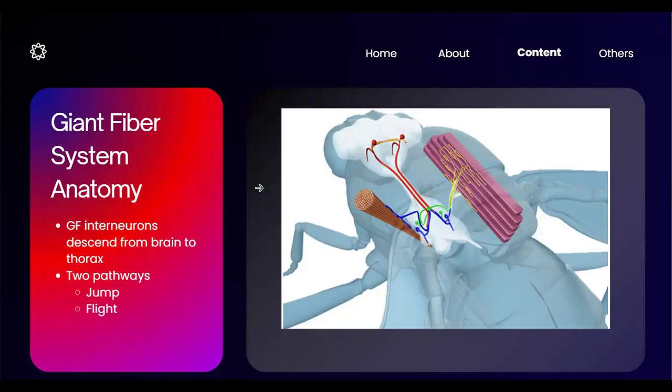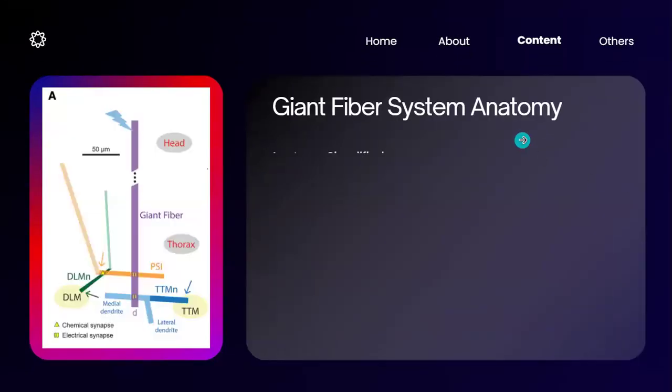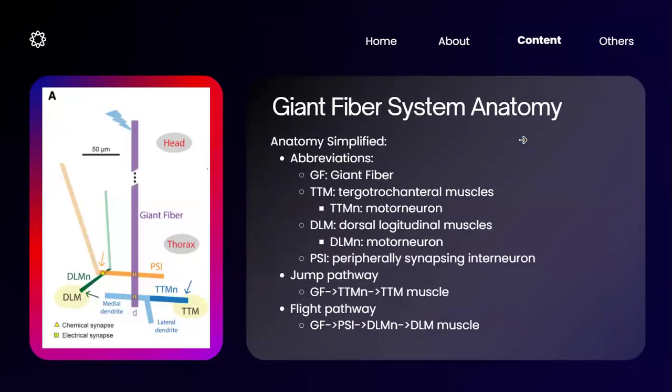But what we're seeing is that these giant fiber interneurons are descending from the brain and into the thorax. And then this circuitry is going to be involved in two actions, jumping and flying for the fruit fly. But first, let's talk about some more specifics about the anatomy.